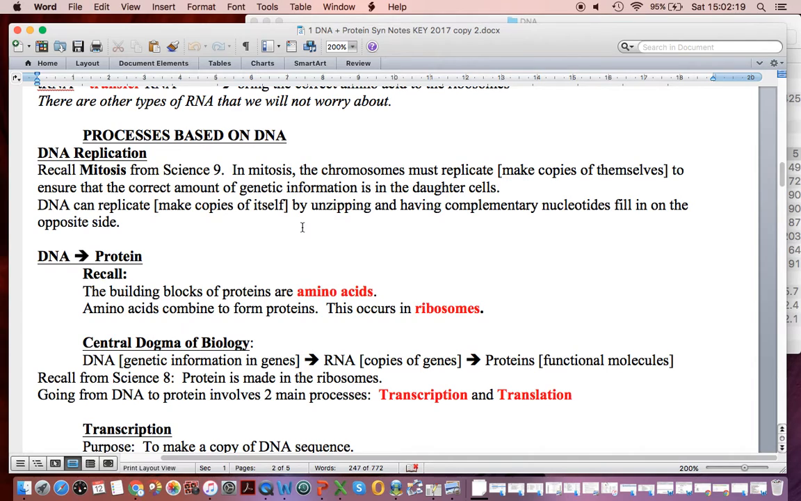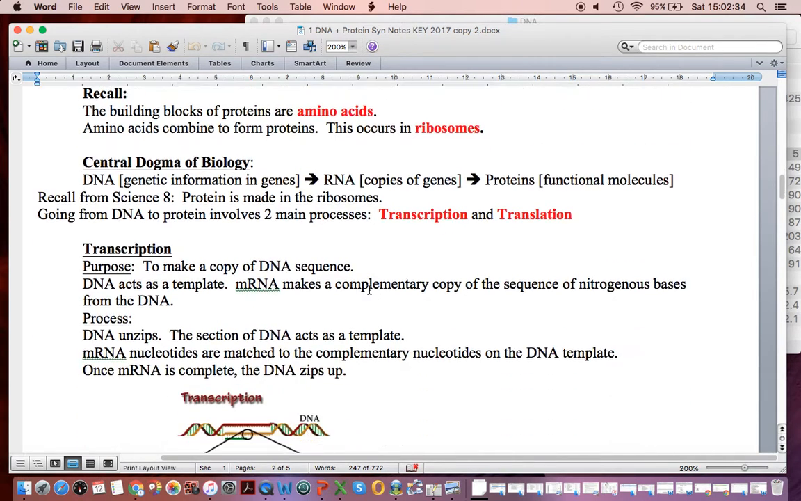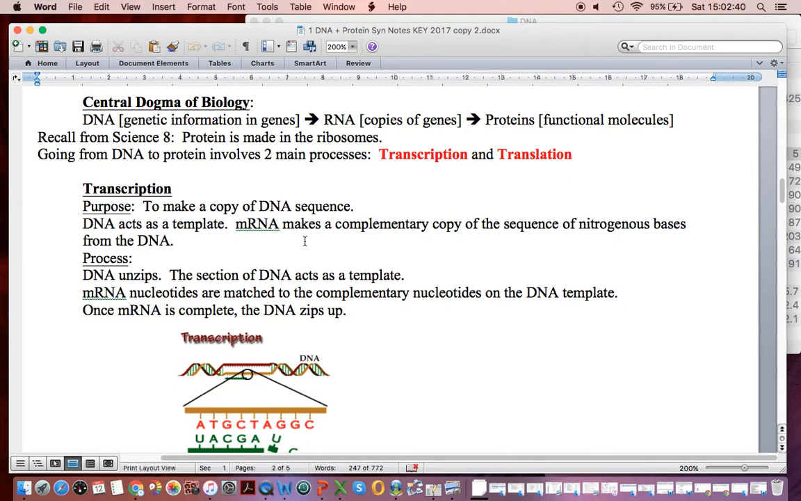So we've talked about replication already. Now let's get to DNA making protein. The building blocks of proteins are amino acids. When amino acids combine, they can make proteins. Where that happens: ribosomes. So we are going to look at processes called transcription and translation.